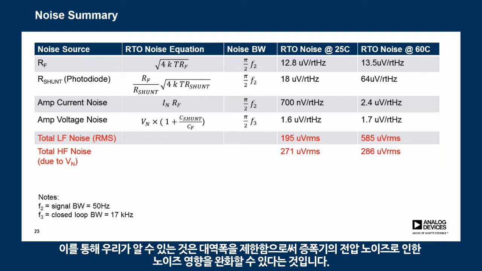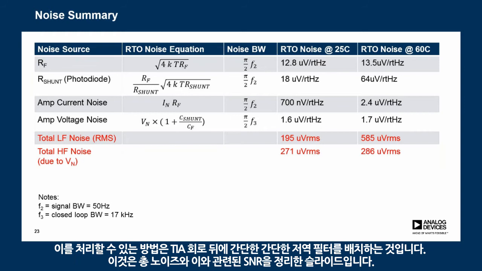So this tells us something. It tells us that we could probably mitigate the noise contribution from voltage noise of the amplifier by limiting its bandwidth. And the way we can do this is by placing a simple low-pass filter after the TIA circuit.